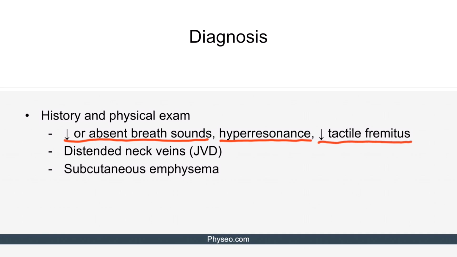Distended neck veins or jugular venous distension can also be present in significant pneumothorax. This is because the increased intrathoracic pressure interferes with blood entry into the heart. As a result, the blood backs up into the superior and inferior vena cava, and distended neck veins are seen. Subcutaneous emphysema can also be present in patients with open pneumothorax.